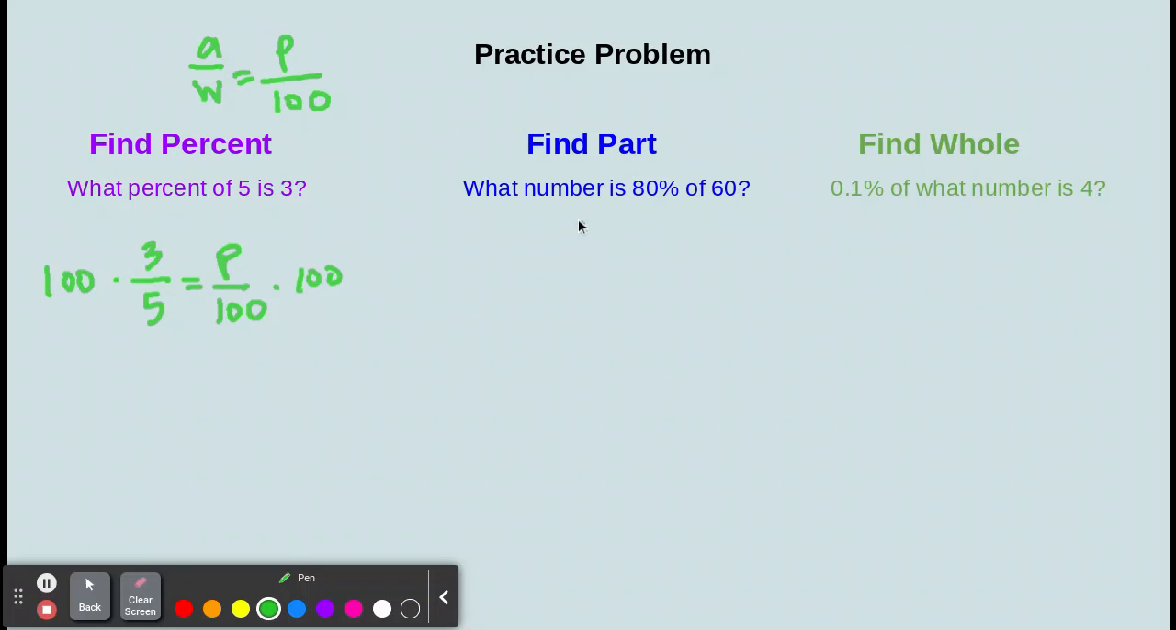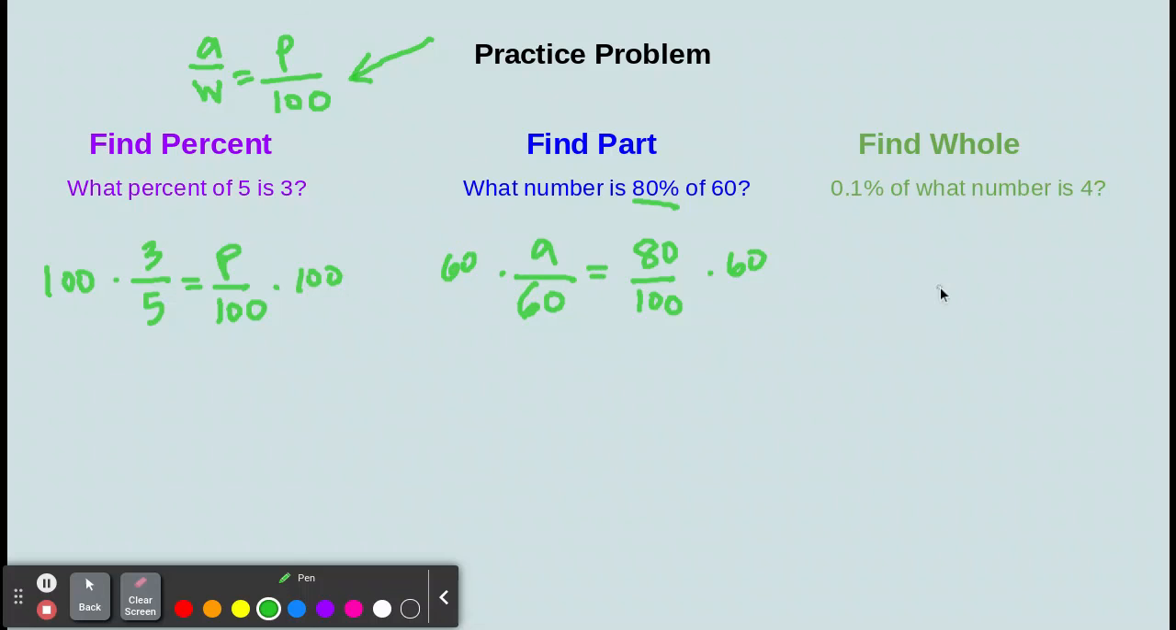Okay, in finding the part, what number is 80% of 60? Okay, so on this one, we're trying to find the part. They gave us the percent, 80, and they gave us the whole, 60, right? Again, we're plugging everything just into our percent proportion. Okay, on this one, multiply both sides by 60, and then you'll be able to find your A.